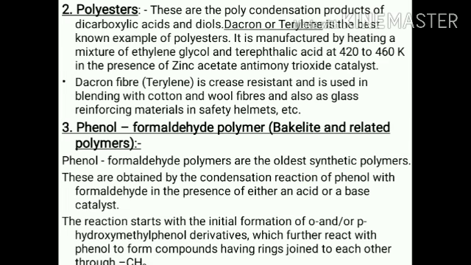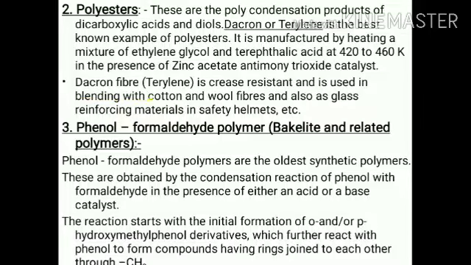Now the polyester. Terylene and dacron are also known as polyester. Polyester, terylene, dacron, both are the same. These are polyesters, condensation products of a dicarboxylic acid and a diol. Dacron and terylene are the best examples of polyester. It is manufactured by heating ethylene glycol and terephthalic acid at 420 Kelvin in the presence of zinc acetate and antimony trioxide catalyst.